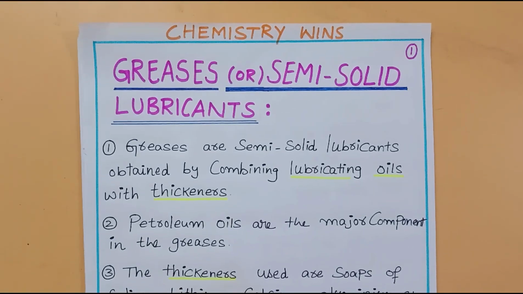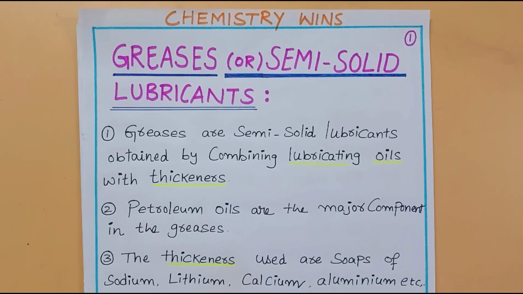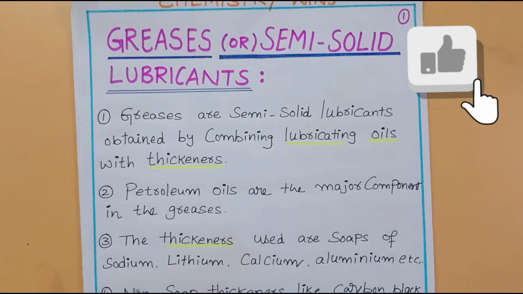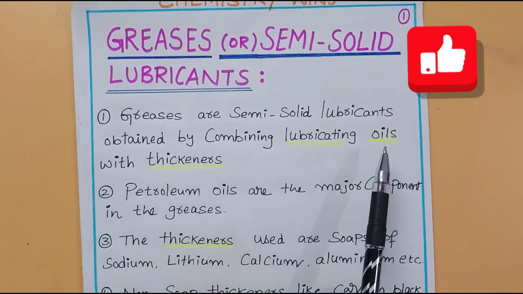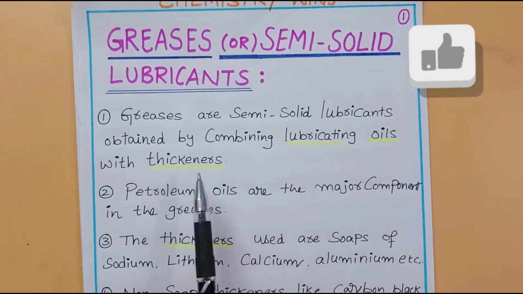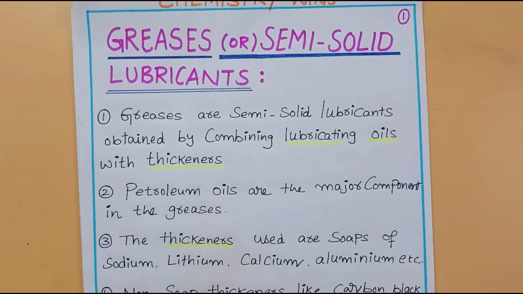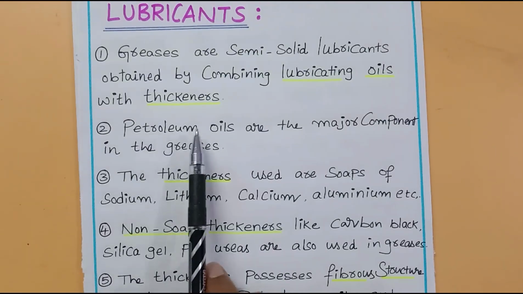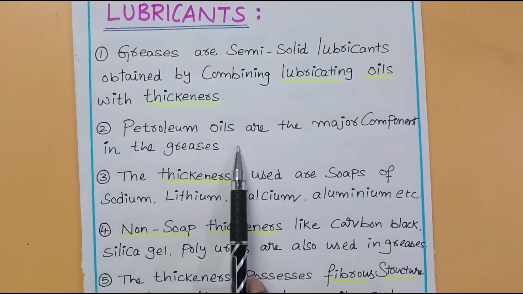So let us discuss greases. In the first point you can see the definition of grease. Greases are semi-solid lubricants obtained by combining lubricating oil with a thickener. Just take lubricant oil and combine it with the thickener, and you will get the grease, which is a semi-solid. Then petroleum oils are the major components present in greases.